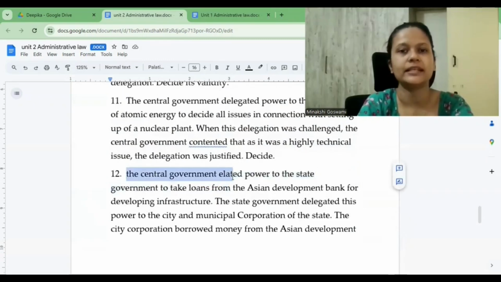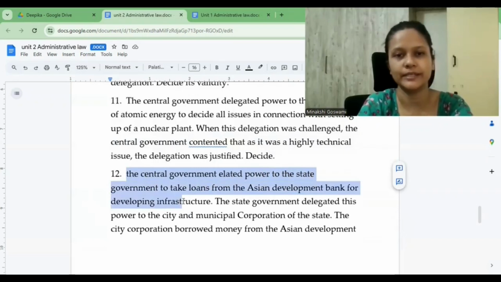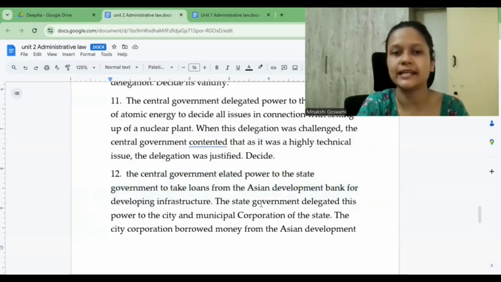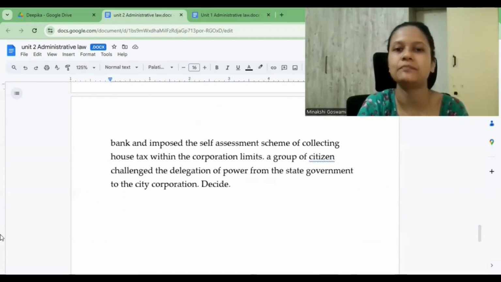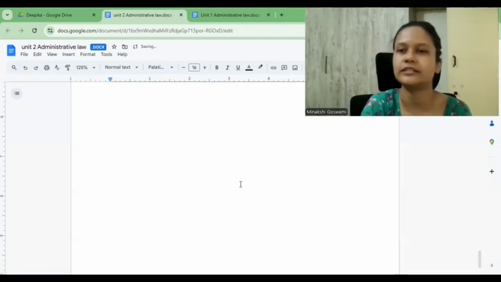The central government delegated power to the state government to take loans from the Asian Development Bank for developing infrastructure. The state government delegated this power to the city municipal corporation of the state. The city corporation borrowed money from the Asian Development Bank and imposed the self-assessment scheme of collecting house tax within the corporation limits. A group of citizens challenged the delegation of power from the state government to the city corporation. You need to take a decision.